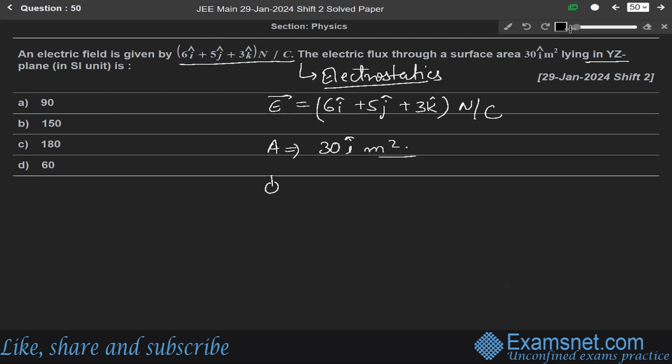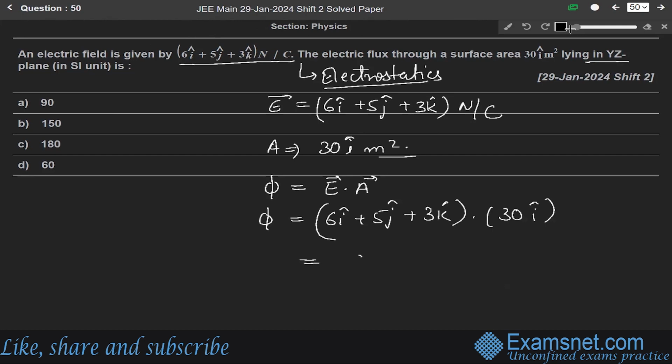So flux phi is what? E dot A. So phi will be equal to E, which is 6 i cap plus 5 j cap plus 3 k cap, dotted with A. Area is given as 30 i cap. Now solving it, we get 6 into 30 equals 180. So the correct answer is 180, option C.